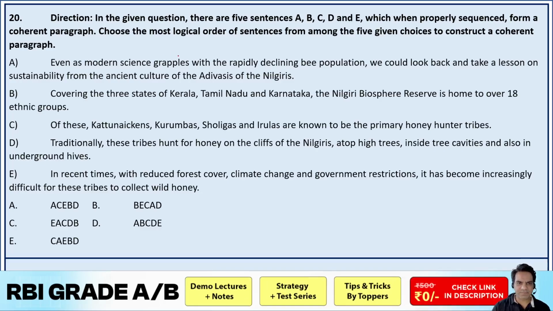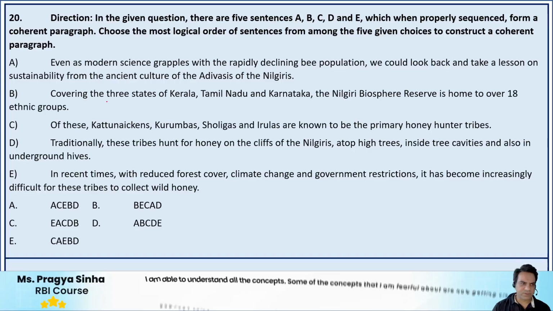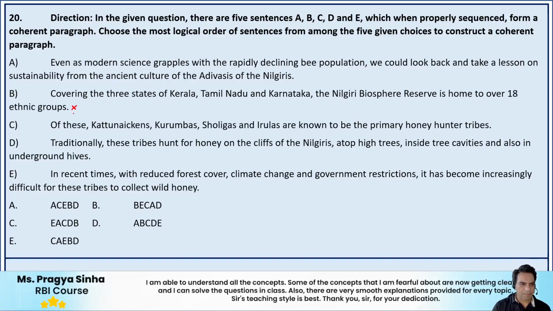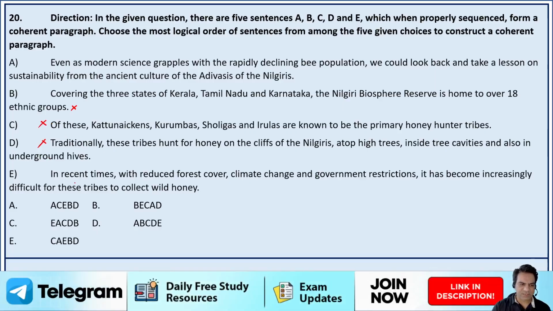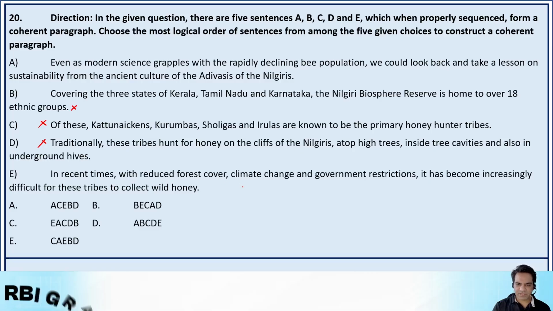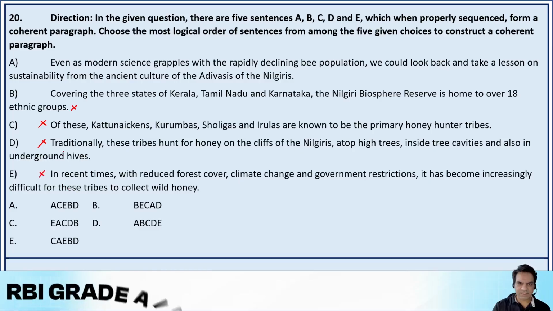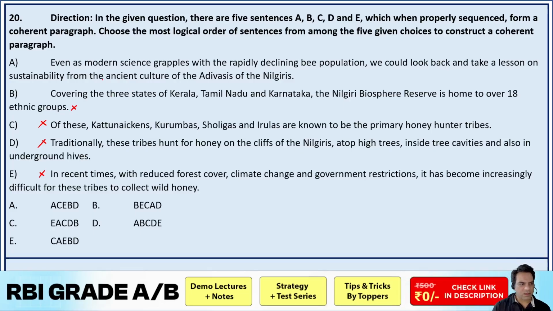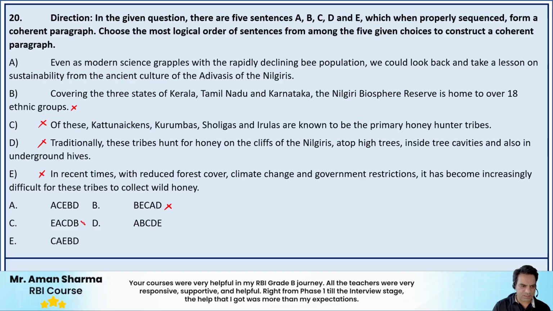Even as modern science grapples with rapidly declining bee populations, we could look back and take a lesson on sustainability from the ancient culture of the Adivasis of the Nilgiris, covering three states of Kerala, Tamil Nadu. No, this cannot be the first sentence. Of these, this also cannot be the first sentence. Traditionally, these tribes, no, cannot be the first sentence. In recent times, with reduced forest cover, climate change, and government restrictions, it has become increasingly difficult for these tribes. Cannot be the first sentence. So the first sentence is definitely option A. Right, yes. So A is the first option.